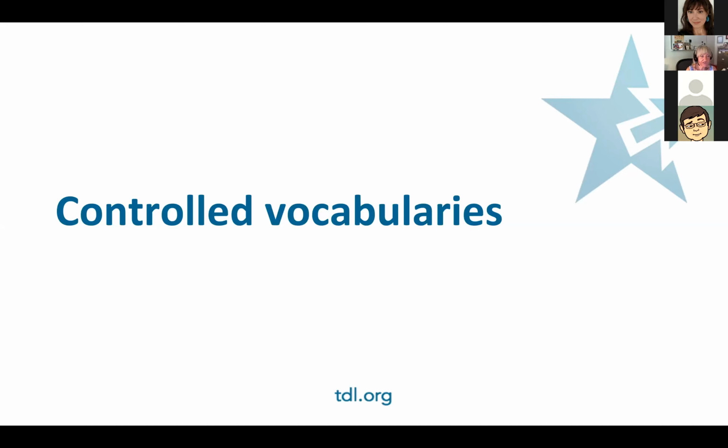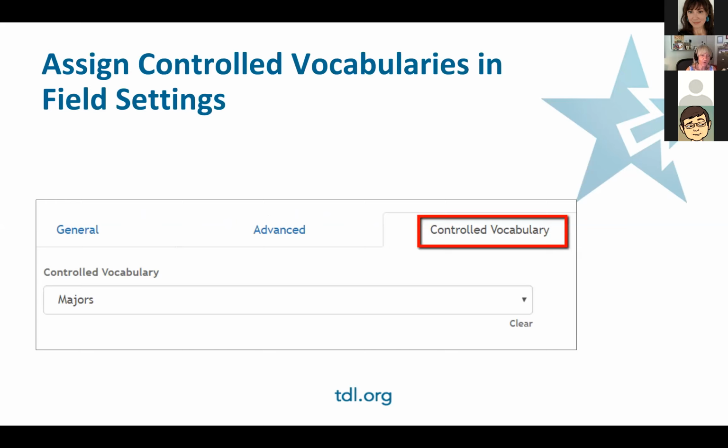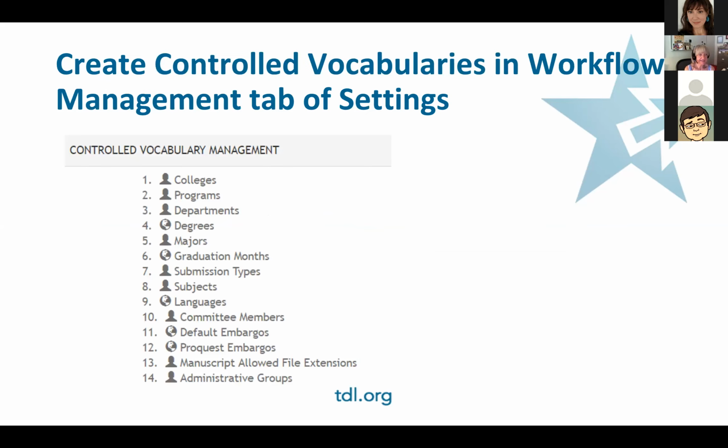Vireo 4 makes use of control vocabularies across almost all the fields. And this is where you can find the control vocabulary management. You can select any one of those, particularly the ones that have the little people icon. The ones with the globe icon are addressed in a slightly different area.